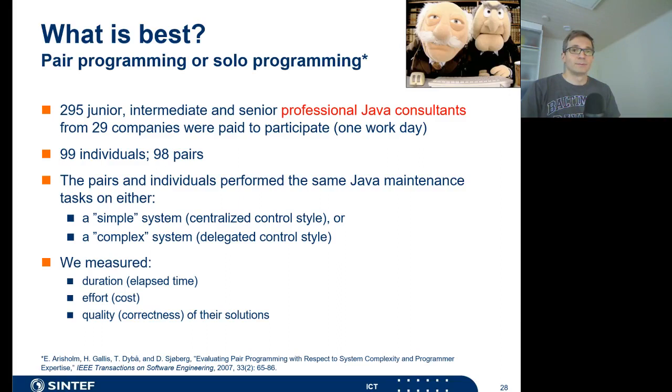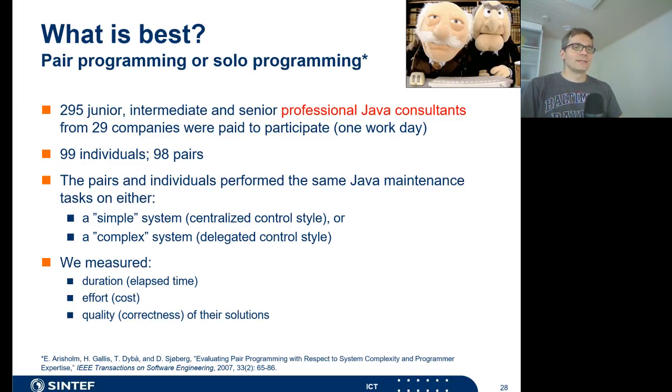An example. So we consider what is best, pair programming or solo programming. To investigate this, an experiment was done with 295 junior, intermediate, and senior professional Java consultants from 29 companies. These consultants were paid to participate in an experiment lasting 1 workday. From the consultants, 99 individuals were formed and 98 pairs were formed.